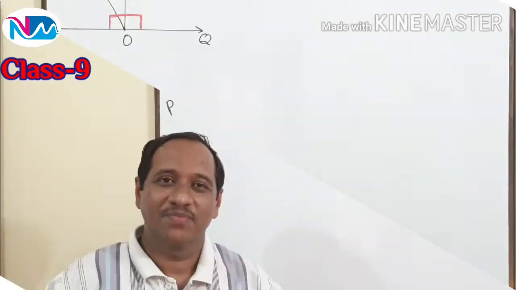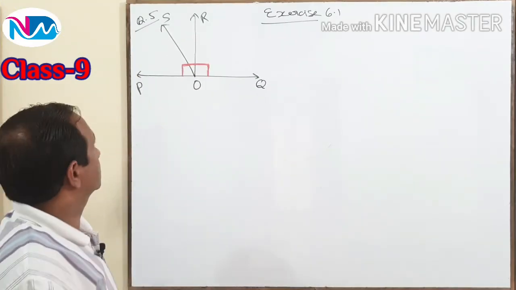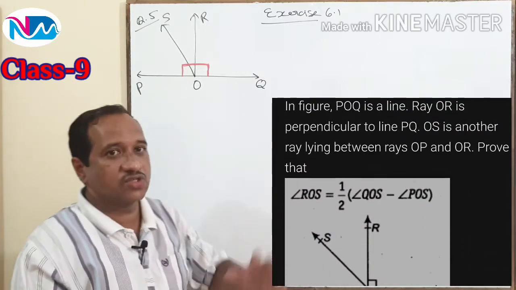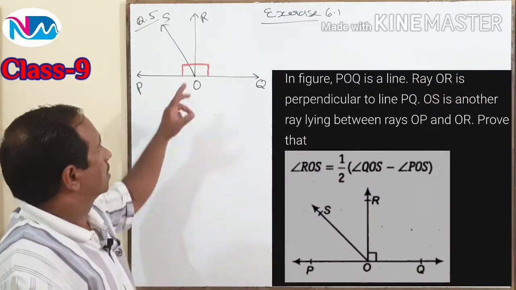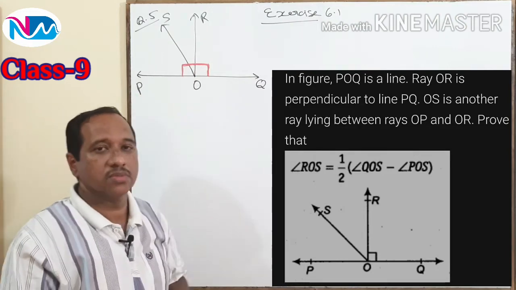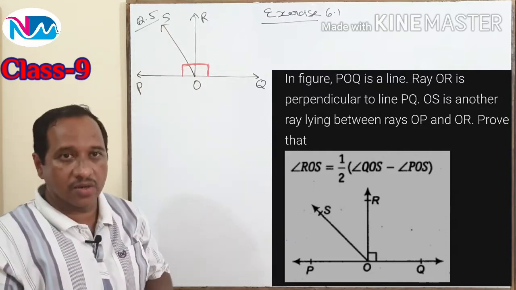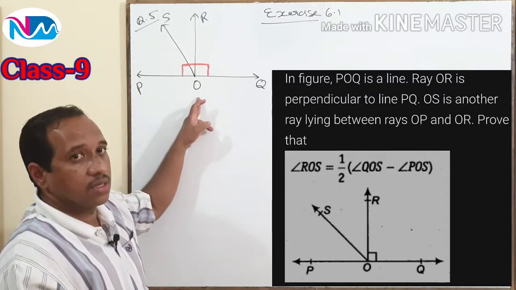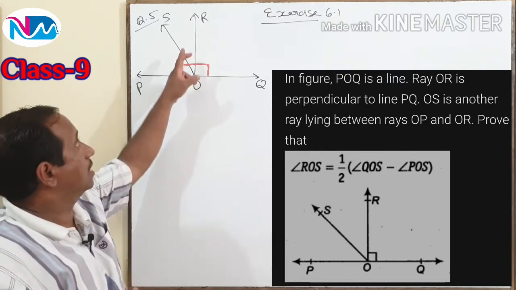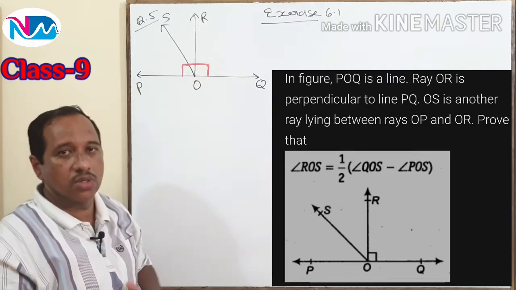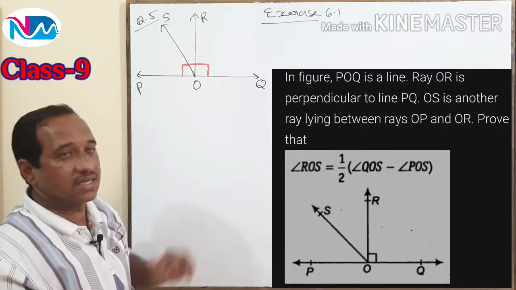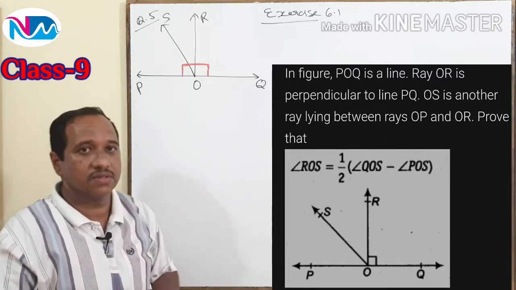The next question we are going to consider is question number 5. In the figure, POQ is a straight line. Ray OR is perpendicular to line PQ. OS is another ray lying between ray OR and OP. Prove that angle ROS is equal to 1 by 2 into angle QOS minus angle POS.